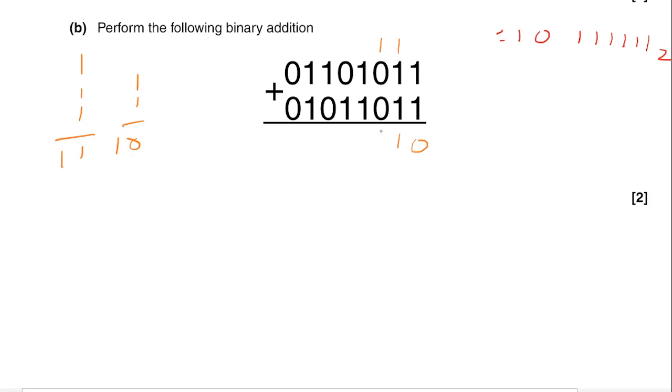Then we have 1 plus 0 is just going to be 1. 1 plus 1 is 0, carry 1, again 0, carry 1, again 0, carry 1, and then 1, 1, 1, and that's our answer.